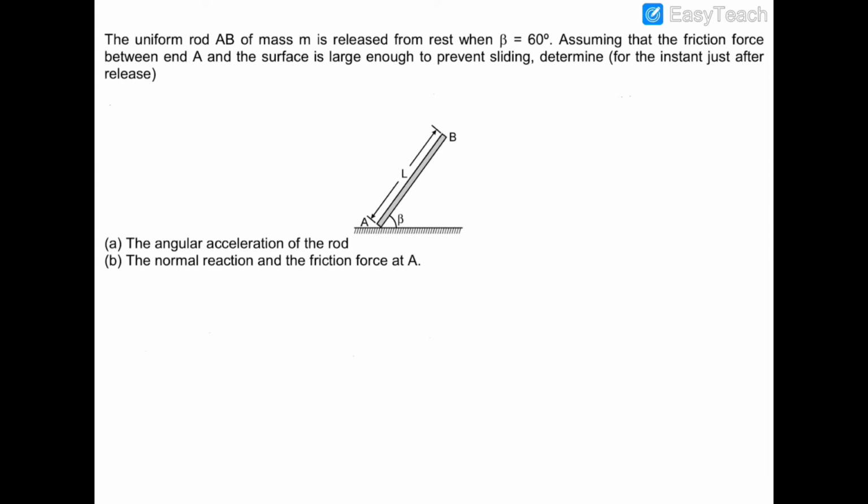In this question you can see that there is a rod which is kept on this rough floor at point A, and the instantaneous angle is 60 degree. When this rod is released from rest, then the friction is acting sufficiently enough to prevent this rod from sliding, and we have to find out the angular acceleration of the rod just at the time when it is released from rest, and the normal reaction and the friction acting on the rod at point A.